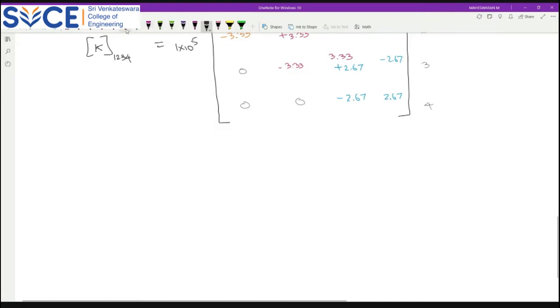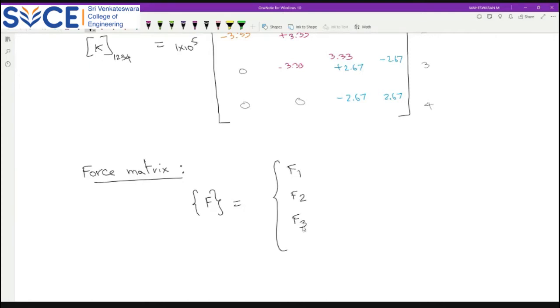Now what I can do, I can identify what is my force matrix. Force matrix is F, which I can write as F1, F2, F3, and F4. Okay, so why do we put up to 4? Because our stiffness matrix is 4 cross 4, right? So again here also you have 4, which is equal to.